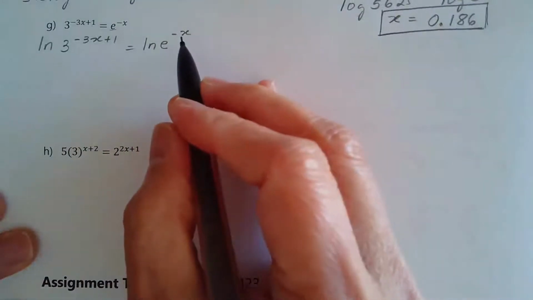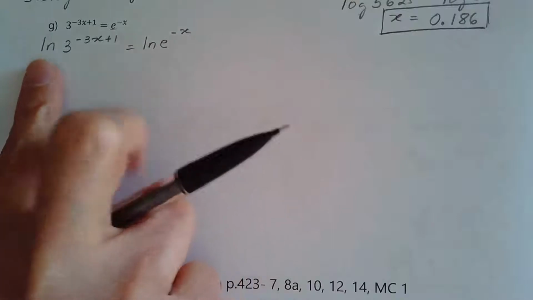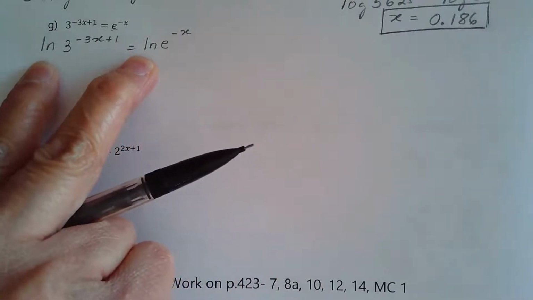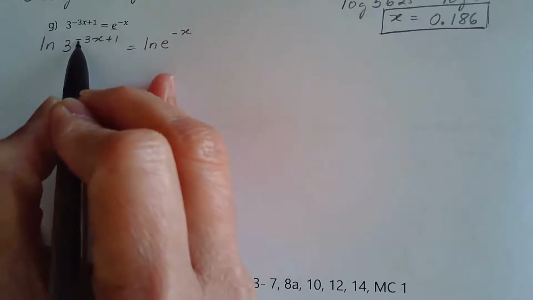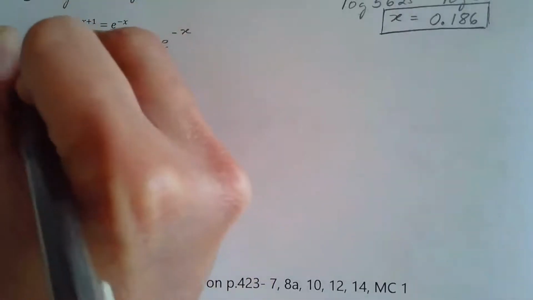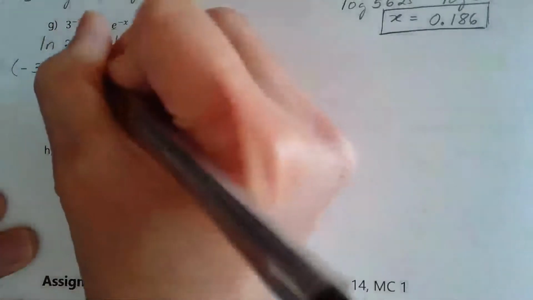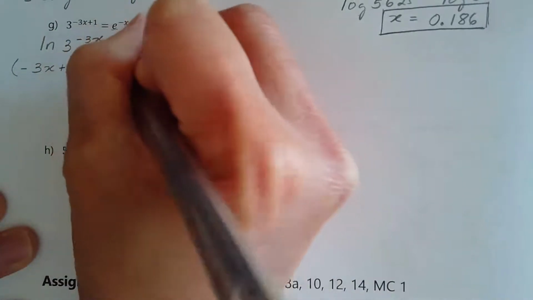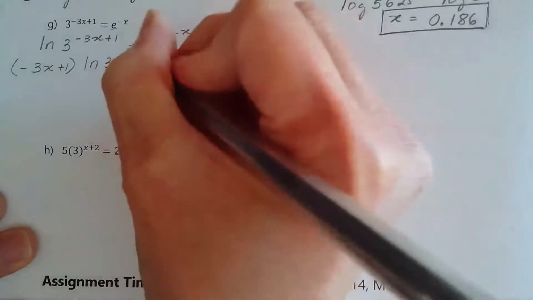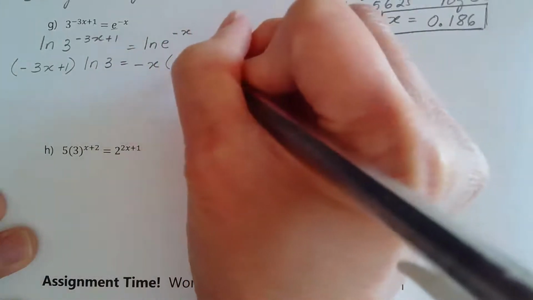And we're going to again apply the same laws of logarithm. The laws of logarithm apply to the natural logarithm. So take negative 3x plus 1, and it's going to be multiplied with natural log of 3. And then we're going to take this exponent negative x, and multiply it with natural log of e.